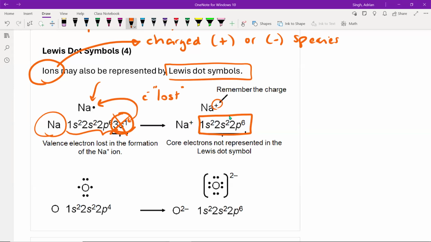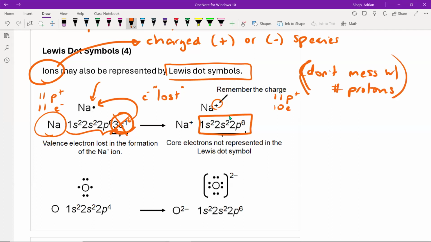Because now the sodium that we start with, remember, it starts off with 11 protons and 11 electrons. When it loses that one electron, now it's got 10 electrons, but we still have the 11 protons, right? We don't mess with protons. So let's just say this right now. We don't mess with the number of protons. That stays the same. If we change the number of protons, we change what that element is, and we can't do that in normal chemical reactions. So now we have an excess of one positive charge, if we just look at charges.